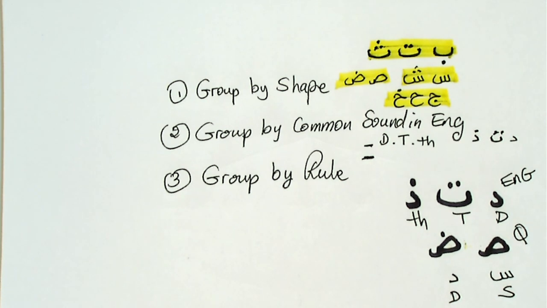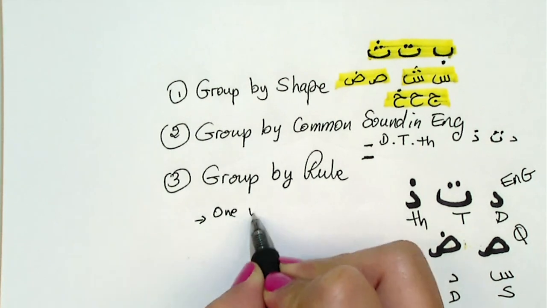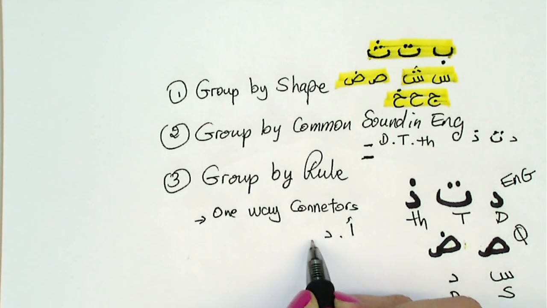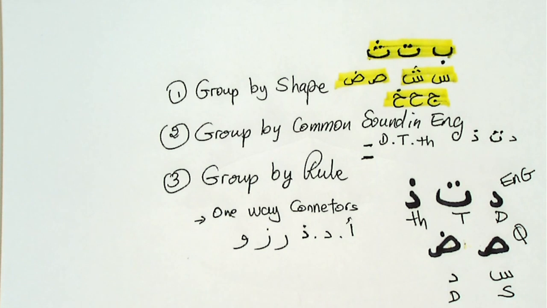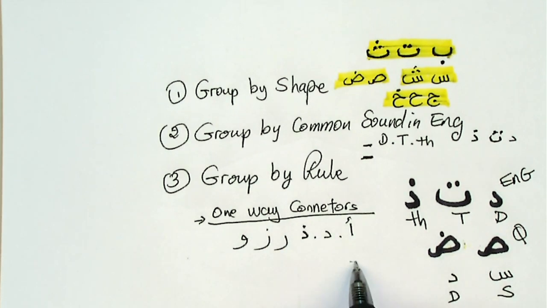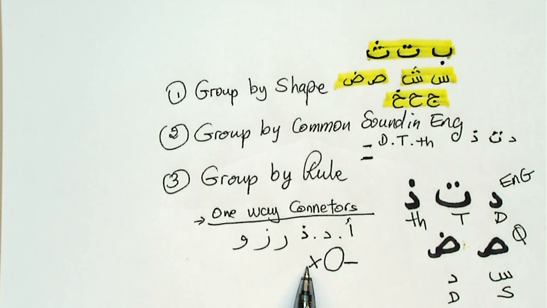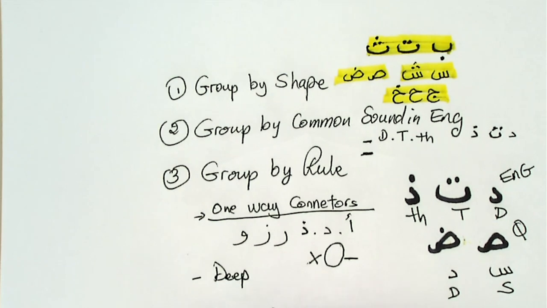The third step is grouping by rule. How do I group by rule? When I mention the letters that connect, one-way connectors, we have alif, dal, dal, ra, zin, and then waw. This is the rule that applies to all these six letters, which is one-way connectors. They do connect to letters before, but nothing after. So it doesn't matter which one I place here, the rule is the same. We also can group the same rule of deep and soft sounds. That's the other rule that we can use to group the alphabet.